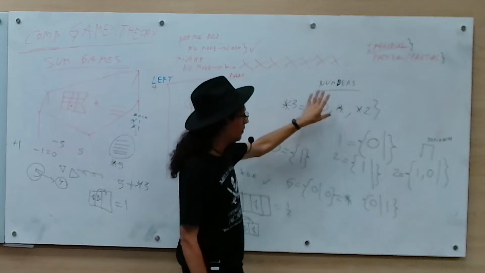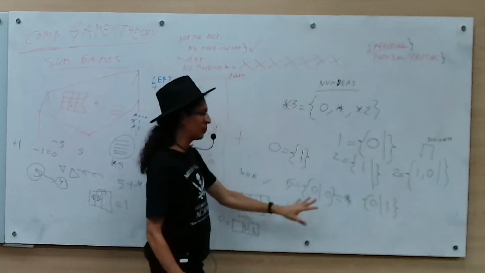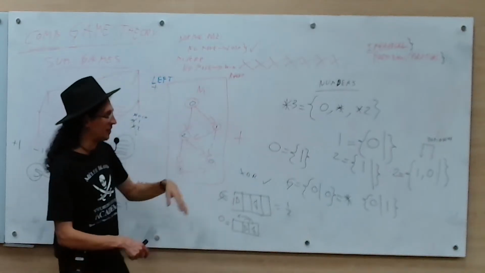So games that have that property are much more treatable because we have a rule of how to put a number into them, and they don't have crazy behavior.